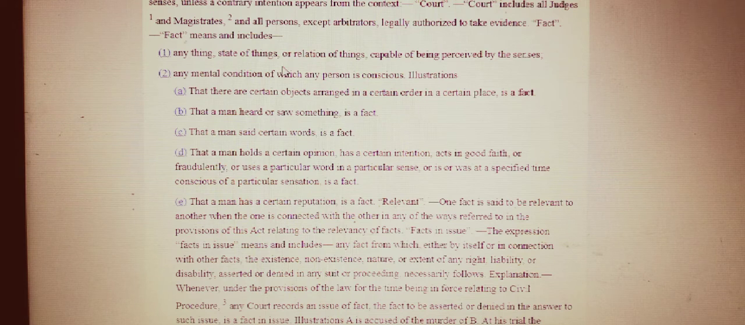See, anything, state of things and relation of things capable of being perceived, ये फिजिकल फैक्ट हो गया. सबसेक्शन 2 आपका मेंटल फैक्ट की बात करता है.